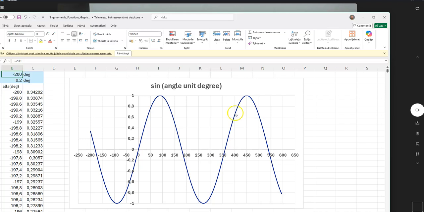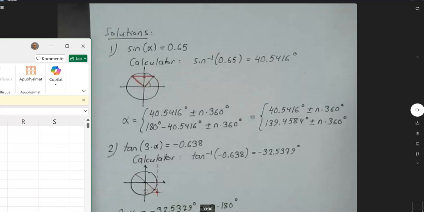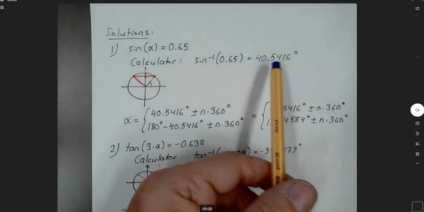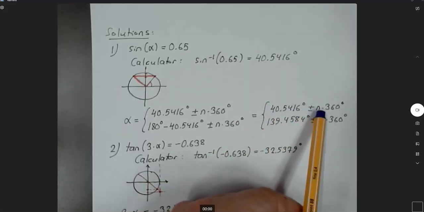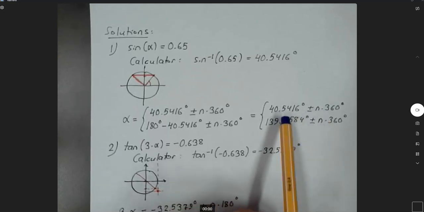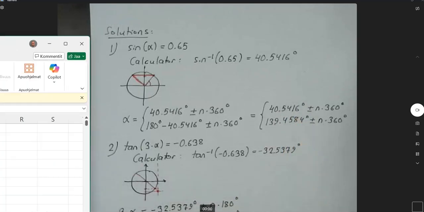And then we go to the next place here. Again, when we try to find the place where the y-coordinate equals 0.65, it is somewhere a little bit lower, about there, about 400 degrees will be the place. If we watch this solution, there is this 40 degrees which we get from the calculator, but if we add 1 times 360 degrees, we will get about 400 degrees there, a little bit over.